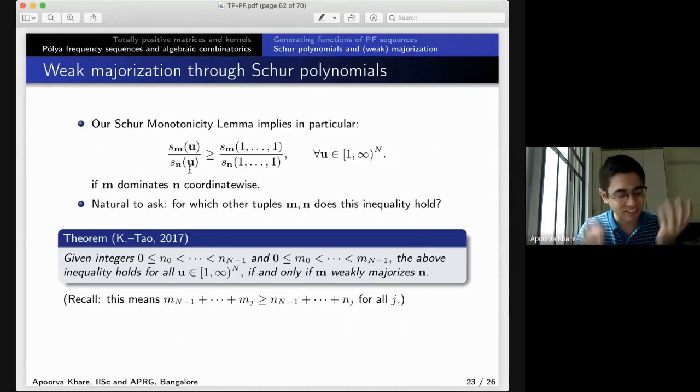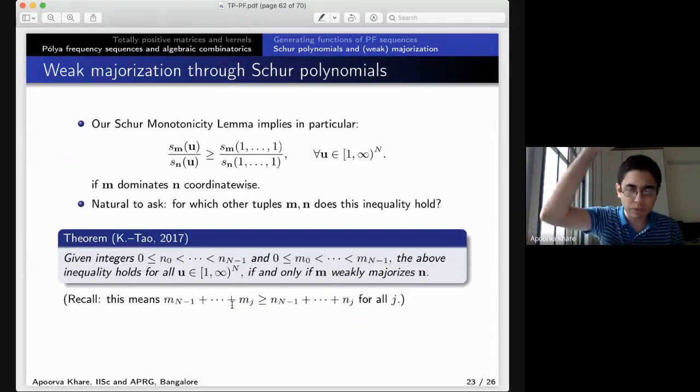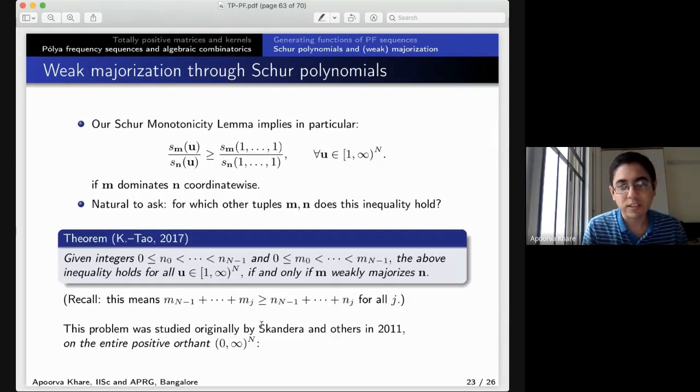So there are all kinds of connections in mathematics, and this was fascinating to us. A priori, one would not have thought of relating symmetric functions to this, except for the next slide, which I will tell you. But even that was in 2011, so before this decade, people had not really made this connection. Weak majorization means that you start from the top and take partial sums going down, and each partial sum for the m's beats that for the n's. That's weak majorization. This problem was originally studied by Marx, Kandera and others in 2011.